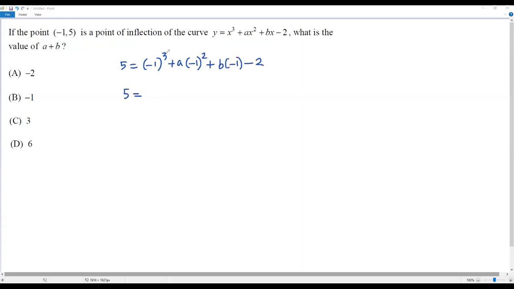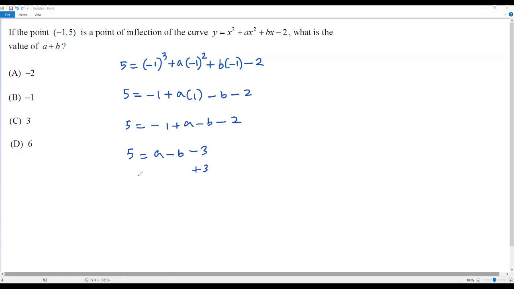5 equals the evaluation of (-1)³, which is -1, plus a times the evaluation of (-1)², which is just 1, and plus times negative is -b, then -2. Then I'm getting 5 = -1 + a - b - 2. Now we can keep this a and -b as they are, and combine -1 and -2, which gives -3.